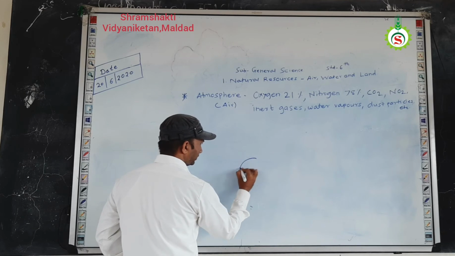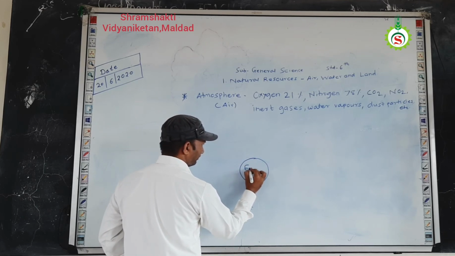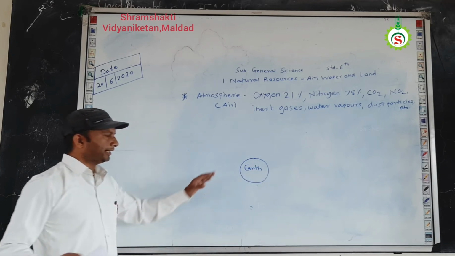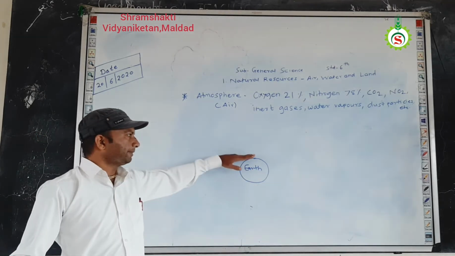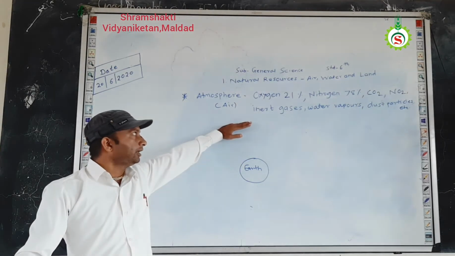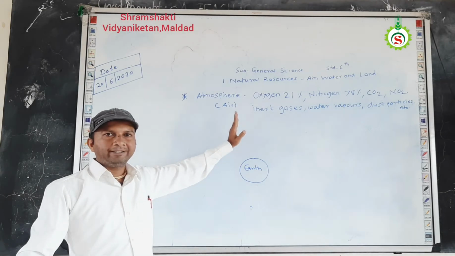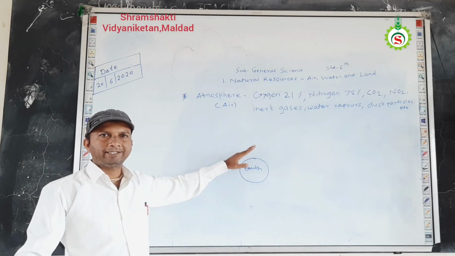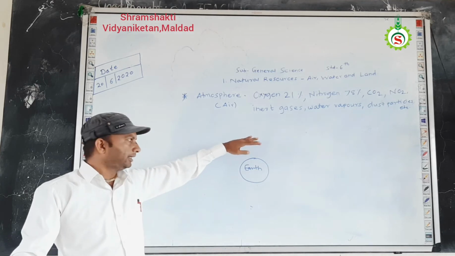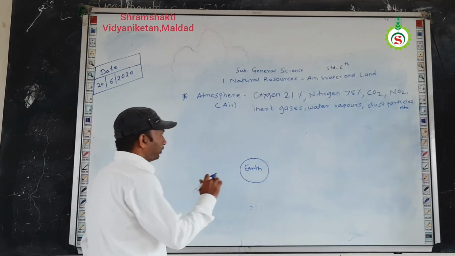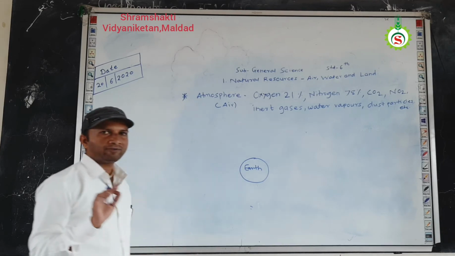Now, suppose this is the Earth surface. I will give the name to it. You know that the space which is present above the Earth is called atmosphere. I have already told you that hydrosphere and lithosphere are present on the Earth's surface, and atmosphere is present above the Earth's surface, surrounding it. Now, atmosphere consists of how many layers?